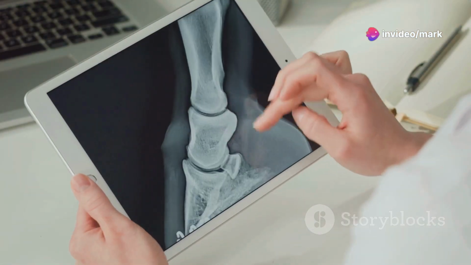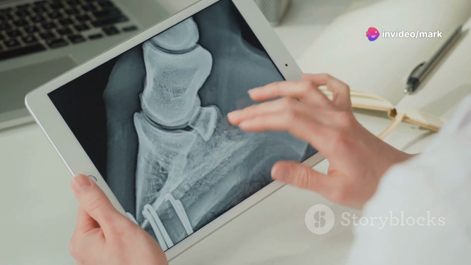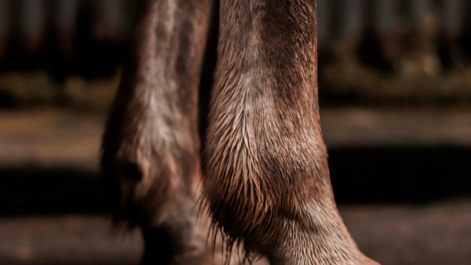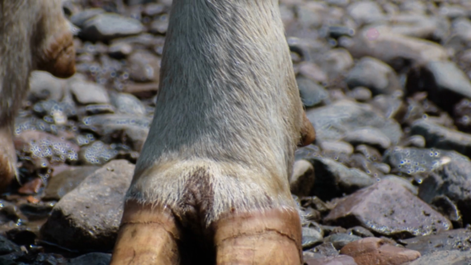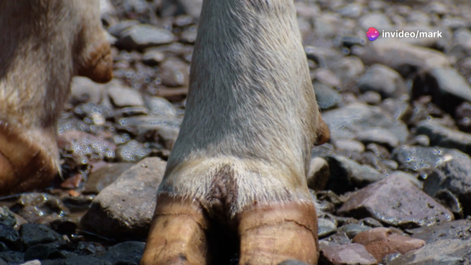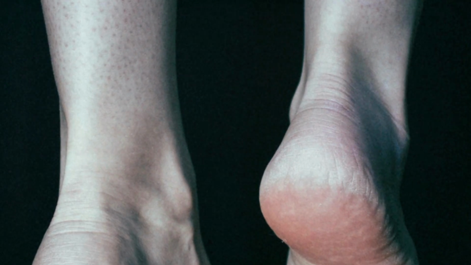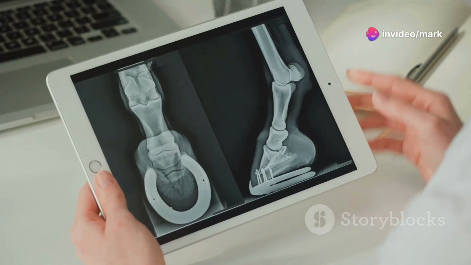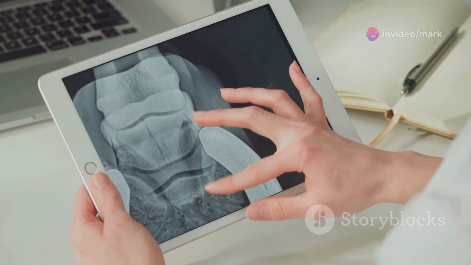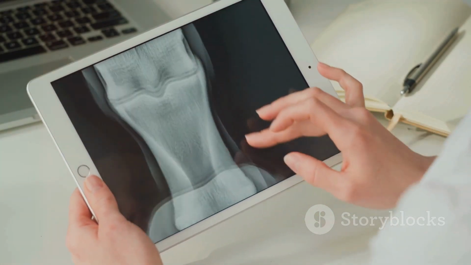Navicular syndrome is a debilitating condition affecting the equine foot. It causes significant pain and lameness, often impacting a horse's performance and quality of life. The syndrome involves the navicular bone and surrounding structures within the hoof capsule. These structures include the navicular bursa, deep digital flexor tendon, and supporting ligaments. The condition is characterized by degeneration and inflammation, leading to chronic pain.